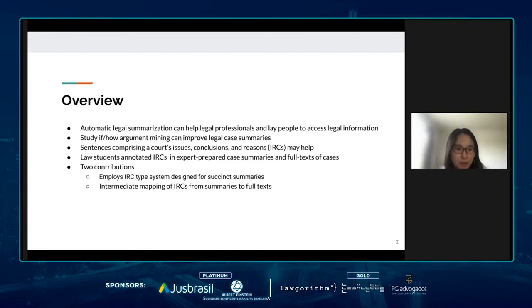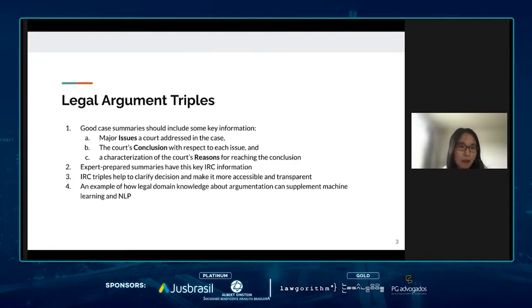There are two main contributions of our project. First, we employed an IRC type system for generating succinct summaries. And second, we experimented with an intermediate structure: a mapping of the key information, the IRCs, from the summaries to the full texts.